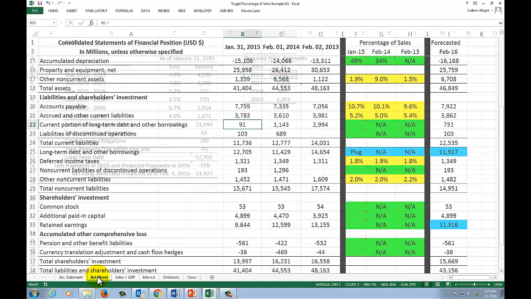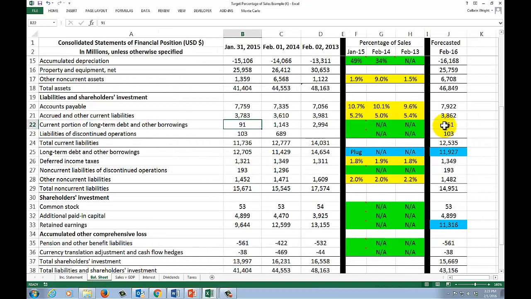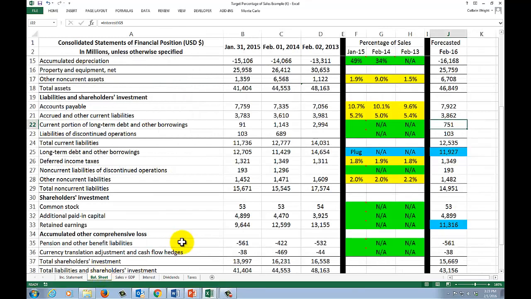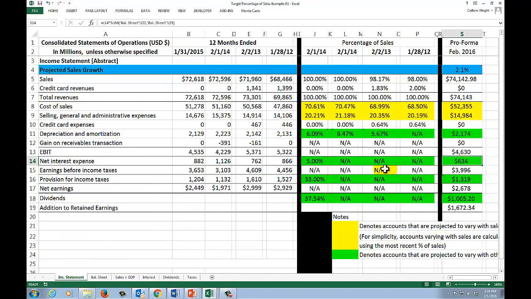So I'm going to come to my balance sheet, and for my current portion of long-term debt, which is right here, I'm going to put in that 751 that we got from that footnote. Okay, so two important things came from this. 5% interest rate and 751 is the current portion of long-term debt. How are we going to get the long-term portion of long-term debt? Well, that's going to be our plug variable, and we'll talk about that in just a second. So once we have our long-term portion of long-term debt, that will automatically be able to calculate.